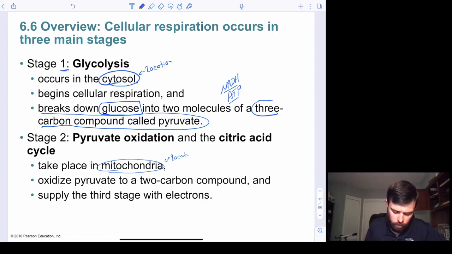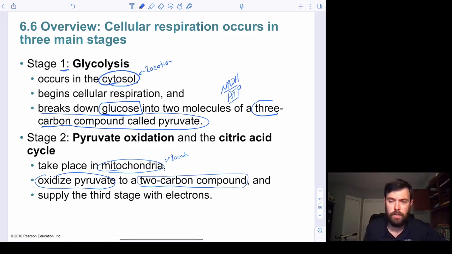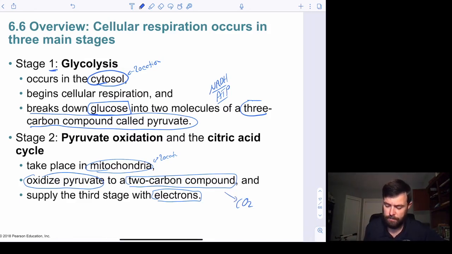Okay. And what we're going to do is we're going to oxidize pyruvate into a 2-carbon compound. So that's the part we didn't work through. And then what that's really going to do is supply the 3rd stage with electrons. So we're going to load up our bus as we go through with that. And then eventually we're going to break that 2-carbon compound into a single carbon, and that's where we're going to get our CO2 out. That's going to come out of all that. So that's kind of the idea there.